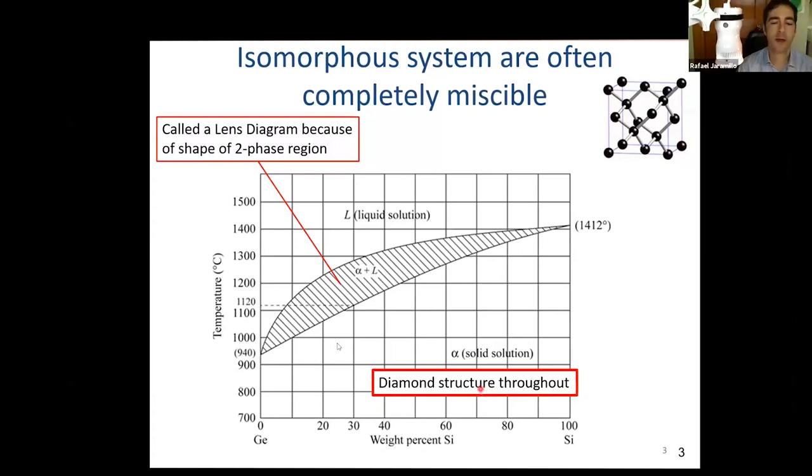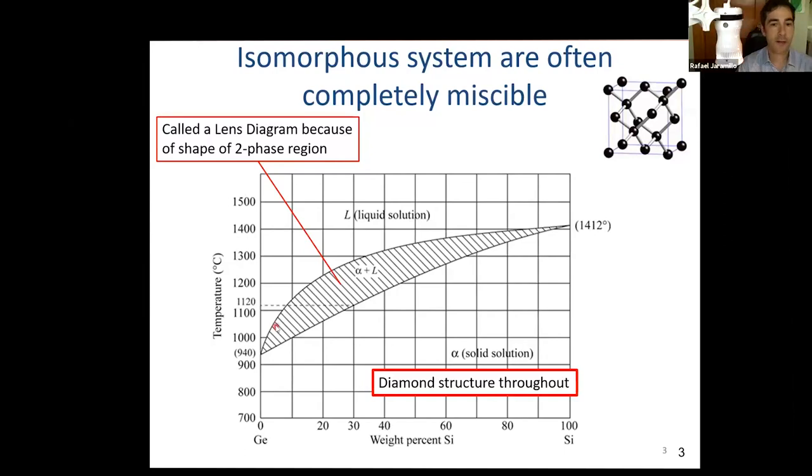And the intermediate region gives us this lens-like shape. So this is called the lens diagram. In general, any phase diagram that has this kind of appearance with a two-phase region separating two fully miscible regions can be called the lens diagram because it looks like a lens.